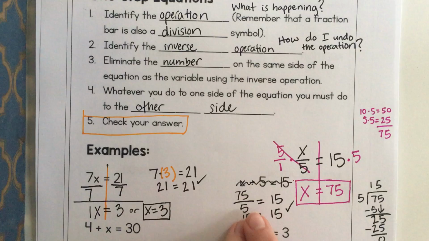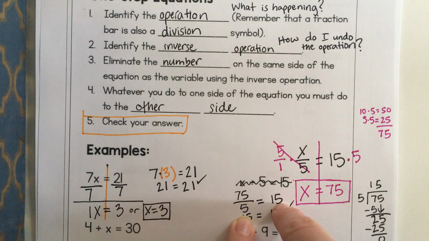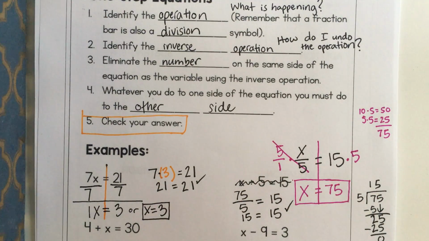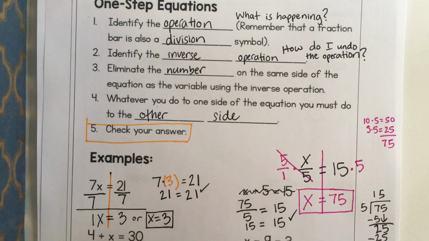You don't want to assume, oh, I already did the math, so I know that 75 divided by 5 is 15. We want to check our work. This is how you can check your own work. Make sure you've found your mistakes and fix them before actually having your final answer.